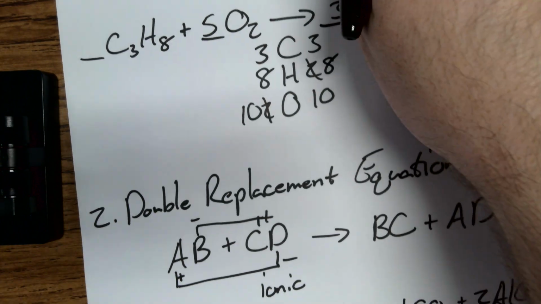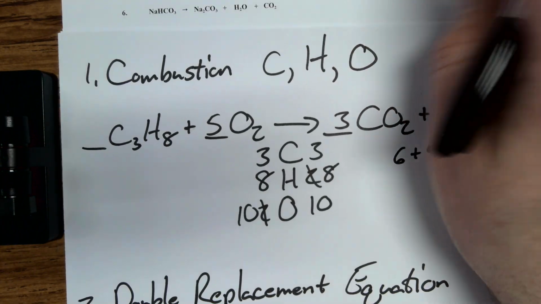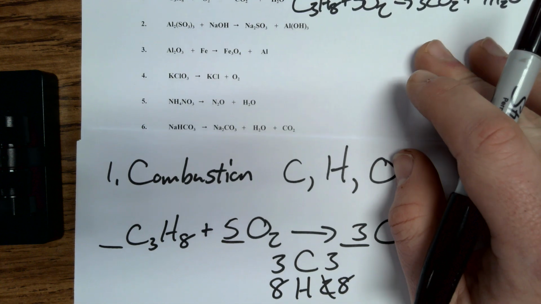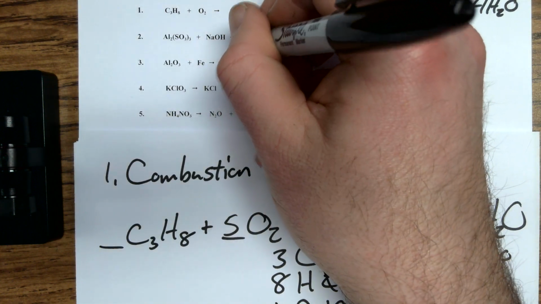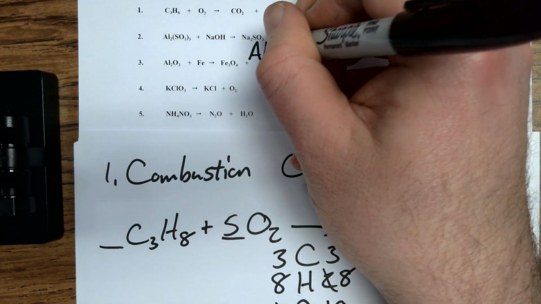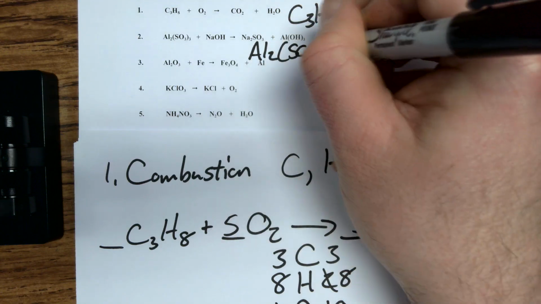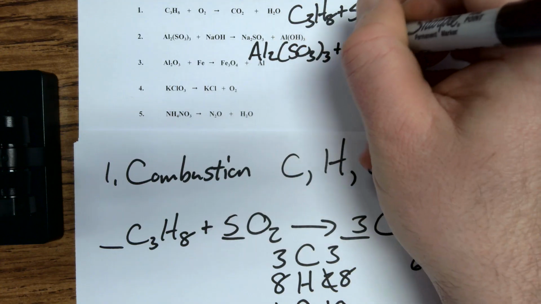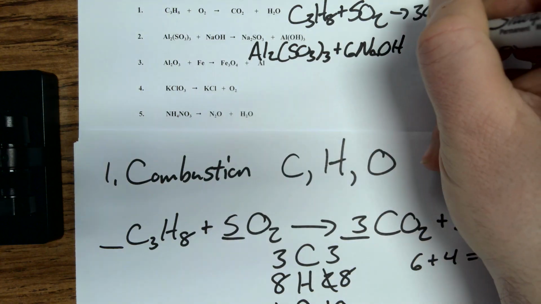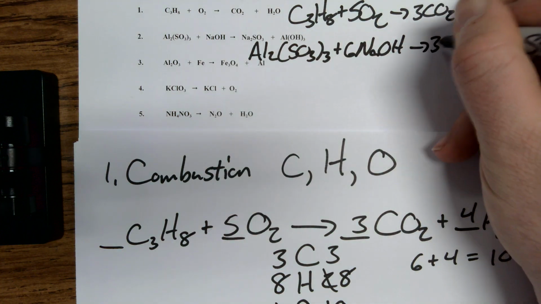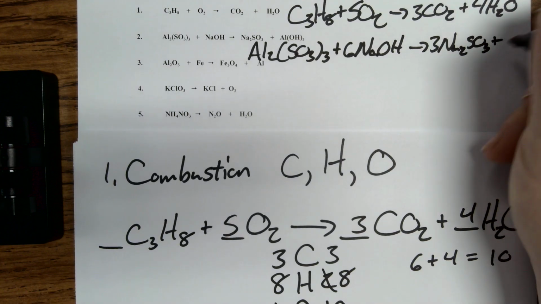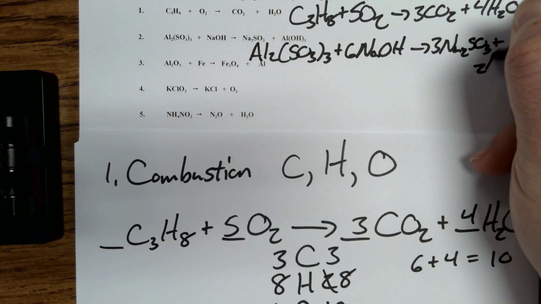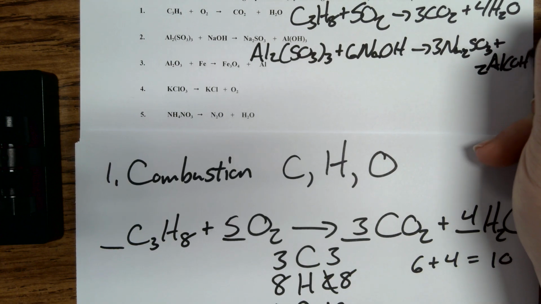Balancing equations. So my final answer for number 2 is Al2(SO3)3 plus 6 NaOH yields 3 sodium sulfite, I'm running out of space, plus 2 aluminum hydroxide.